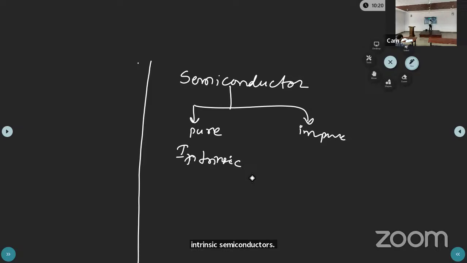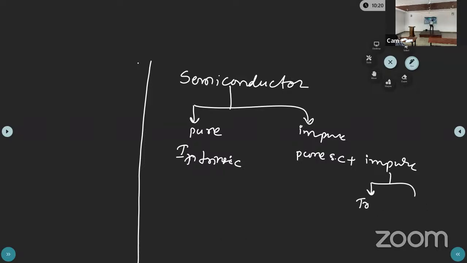And impure semiconductors are pure semiconductors plus impurities. There are two types: trivalent impurities and pentavalent impurities. The trivalent impurities are elements having 3 valence electrons.